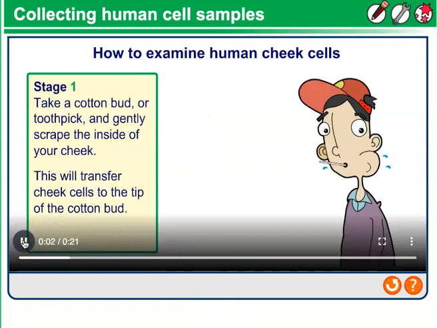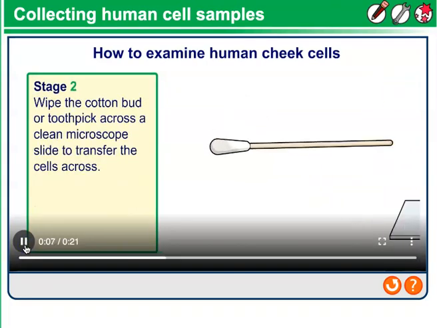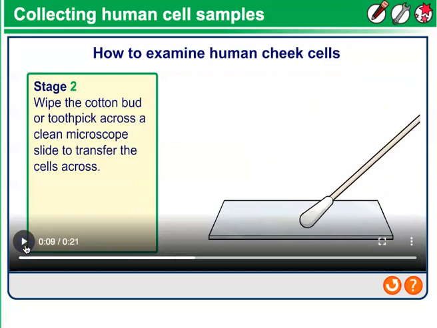We're going to take a Q-tip in stage 1, and we are going to gently scrape the inside of our cheek. We could do the same thing with a toothpick. This will transfer cheek cells to the tip. Stage 2, we're going to wipe that Q-tip or that toothpick across a clean microscope slide and transfer the cells.